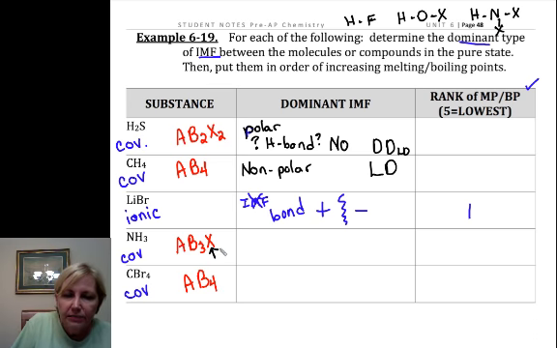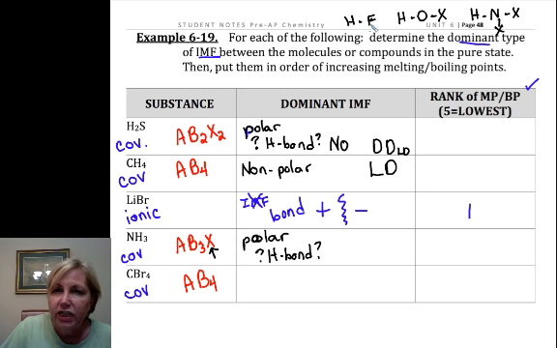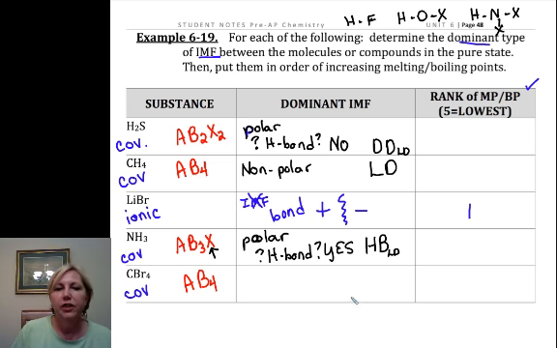I have a non-bonded pair of electrons here. At the pre-AP level, that automatically means that it's a polar molecule. Once you get to AP, we'll see some other examples where that's not true. But the key here is we don't have the identical thing all around the central atom. It's polar, so ask yourself, can it hydrogen bond? Do we have H to an F, H to an O, H to an N? The answer in this case is yes. So hydrogen bonding is the dominant force with that always underlying London dispersion.